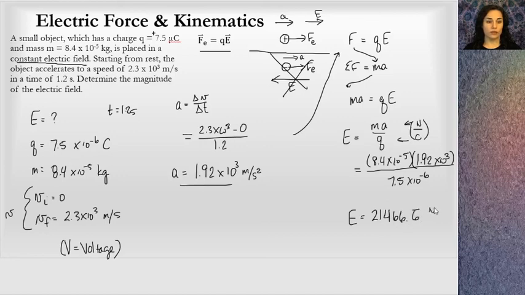21,466.6 repeating newtons per coulomb. Or you could represent that also as maybe 21.5 kilonewtons per coulomb, and that would be a perfect way to represent that. So that's how you can straightforwardly use force equals EQ, and in this case it was a constant electric field. In the next lesson we will look at the electric field due to a point charge.